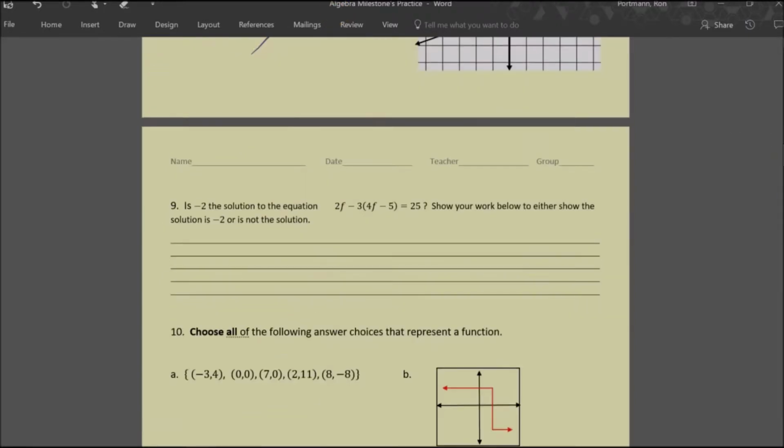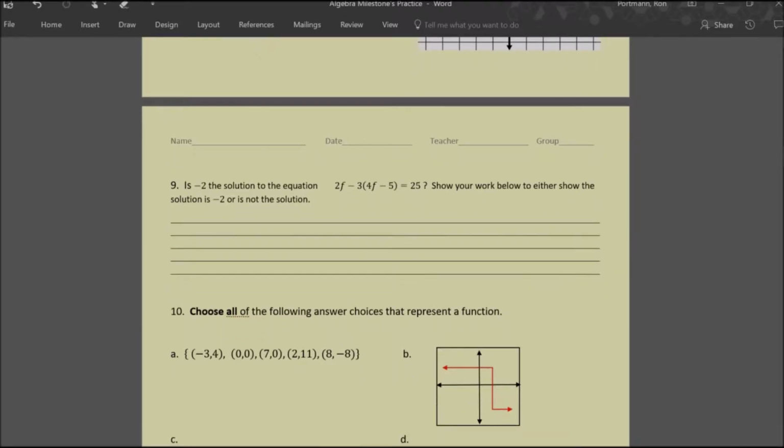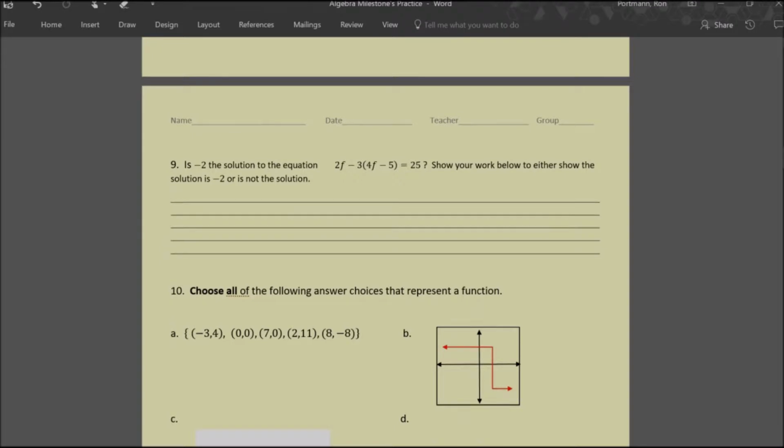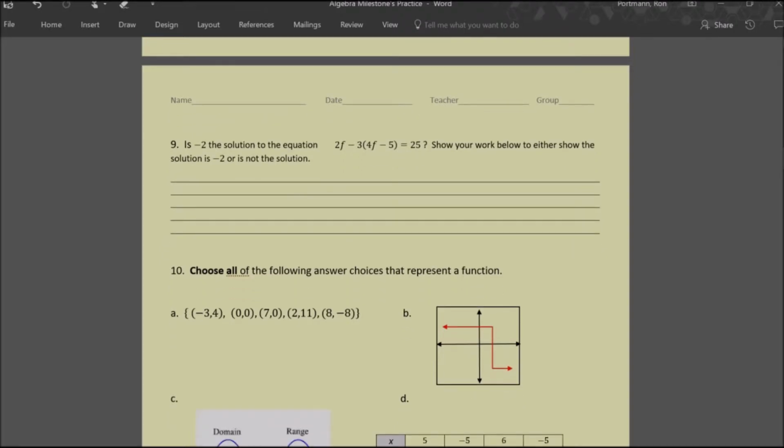Moving right along. Let's look at number 9. Is negative 2 the solution to the equation 2f minus 3? All right, so there's your equation. Show your work below to either show the solution is negative 2 or is not negative 2. You're going to plug negative 2 in for f and see if the left-hand side equals 25. If the left-hand side equals the right-hand side, then negative 2 is your answer. If you get anything other than 25, negative 2 is not the answer. That's all this is. All right?